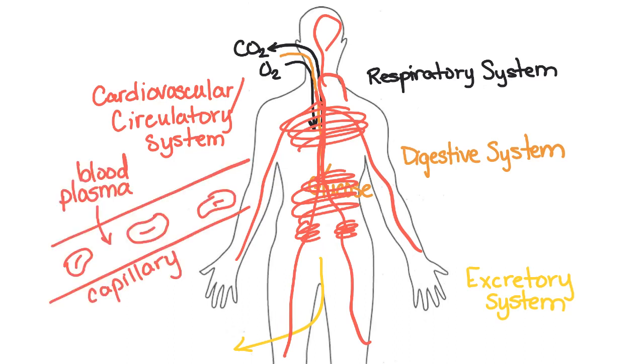And here we have a diagram of a typical capillary. That is a single cell thick layer, right? This outside of the capillary is just a whole bunch of cells that form like a tube.